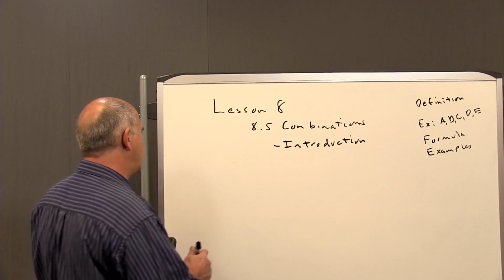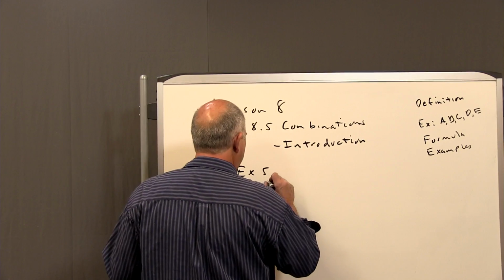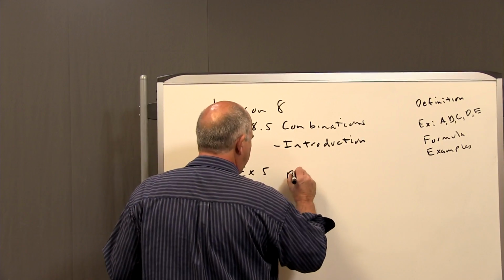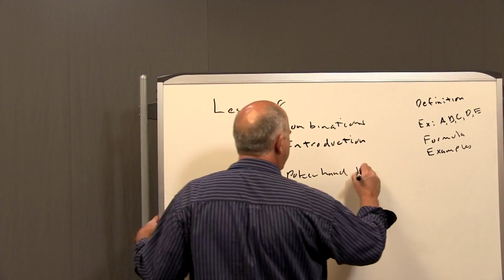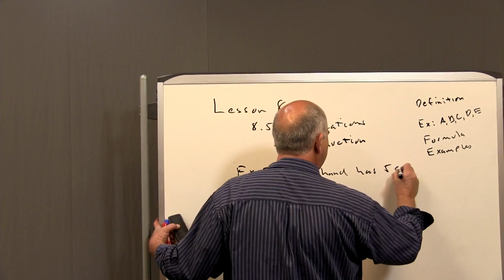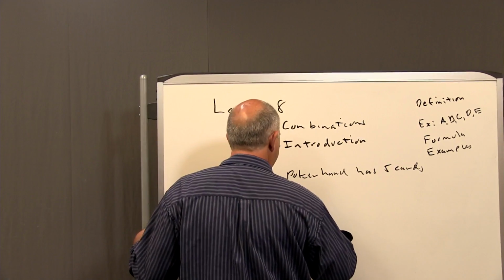So the first one I think I want to do is the example 5 from the book. A poker hand has 5 cards. How many poker hands are possible?